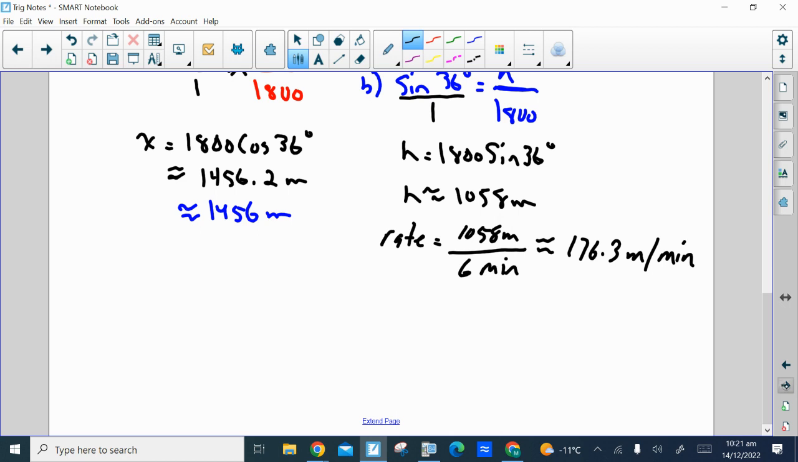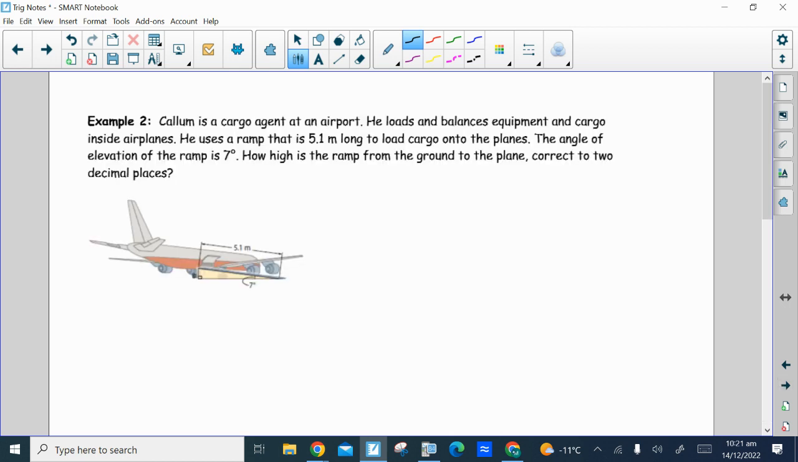Okay, on to the next page. Callum is a cargo agent at an airport. He loads and balances equipment and cargo inside airplanes. So you can see the diagram there. It says that he uses a ramp that is 5.1 meters long to load cargo into the planes. The angle of elevation of the ramp is 7 degrees. How high is the ramp from the ground to the plane? Correct to 2 decimal places.